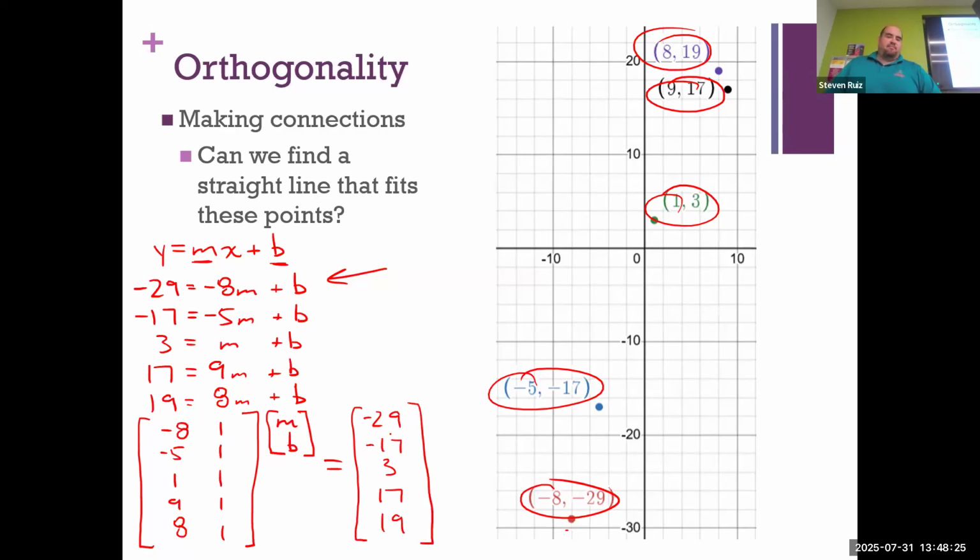Hopefully we can see that this matrix equation on the bottom matches the list of more traditional equations on the top. If I multiply this top row by this column, I get negative 8m plus 1b, which equals the top row of this vector. So hopefully this structure fits. So now how do I solve for m and b?